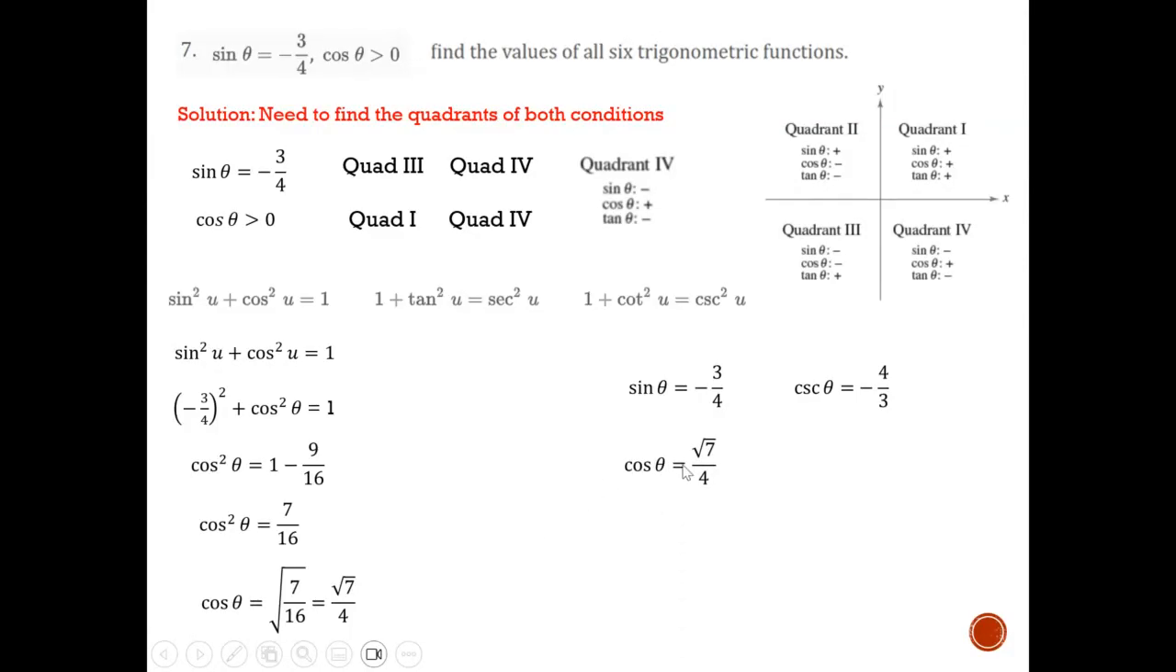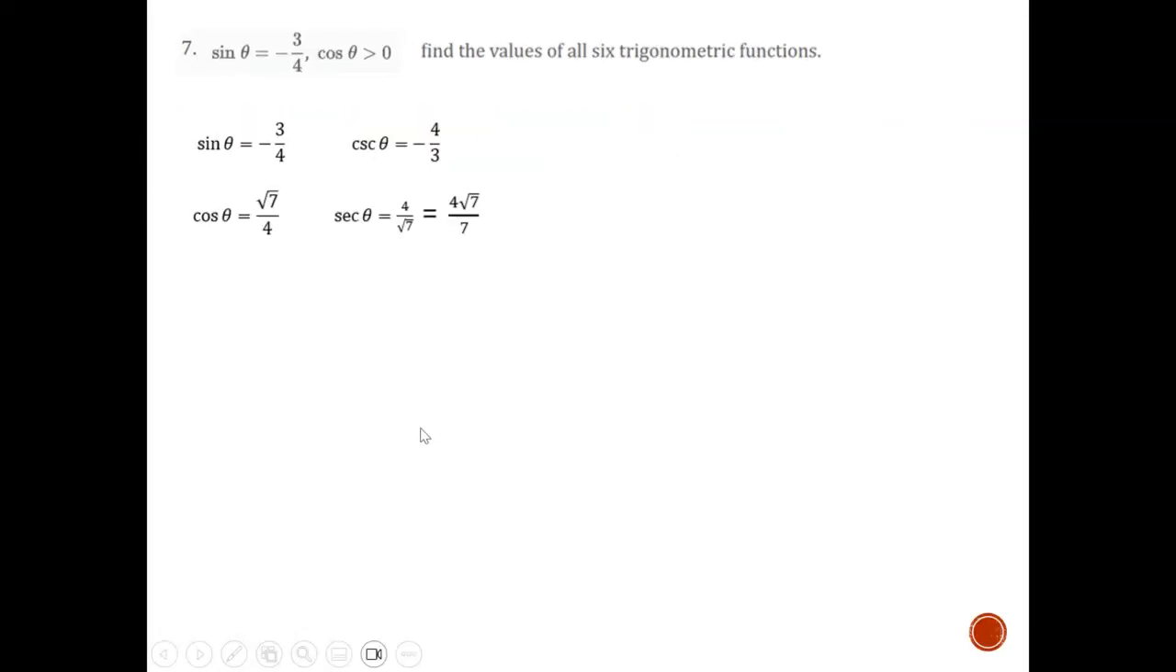Right, so when we find the cosine, we also found the secant, because the cosine and the secant are also reciprocals. So it's going to give us 4 over square root of 7. We have to rationalize the denominator. We multiply top and bottom by square root of 7, so it's going to result in 4 square root of 7 over 7. Now we're missing the tangent and cotangent. Okay, let's go to the next slide. So this is what we have so far. Okay, we're missing the tangent and cotangent.